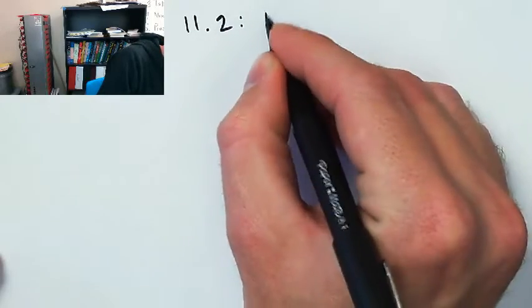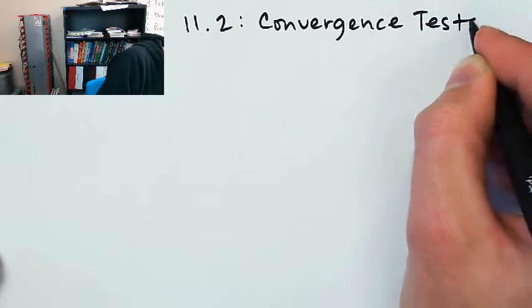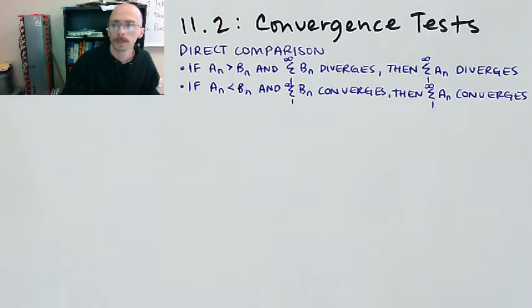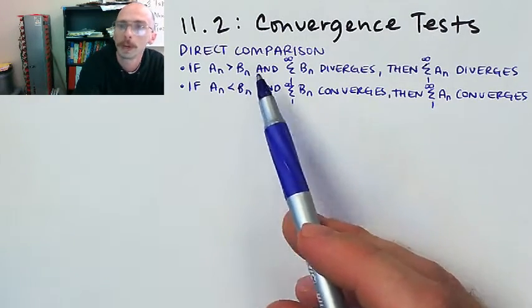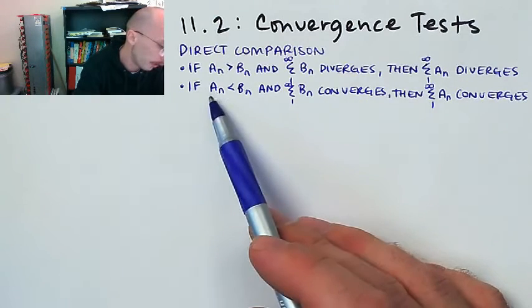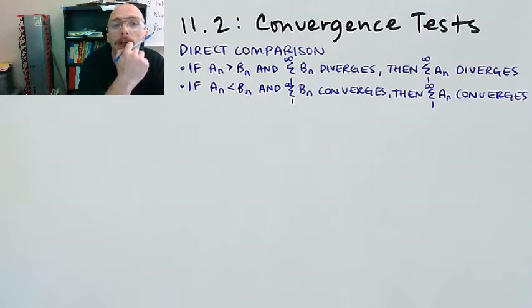Okay, 11.2 was all of the different tests. 11.2, that was convergence tests. All right, the direct comparison test. I'm going to copy in the rule to speed this up. The principle of direct comparison is that if you have terms that are bigger than the terms of a divergent series, then your series definitely is going to diverge. And if you have terms that are smaller than the terms of a convergent series, then you're going to converge as well.